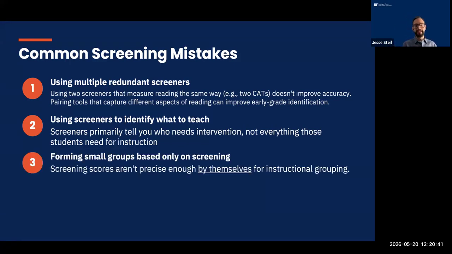The next one is related: forming small groups based only on screening. Screening will tell us who may need help in the elementary grades. Screening will tell us who needs small group, tier two and tier three intervention. But again, screeners are just not precise enough by themselves to form those particular groups. We need other pieces of data for that.